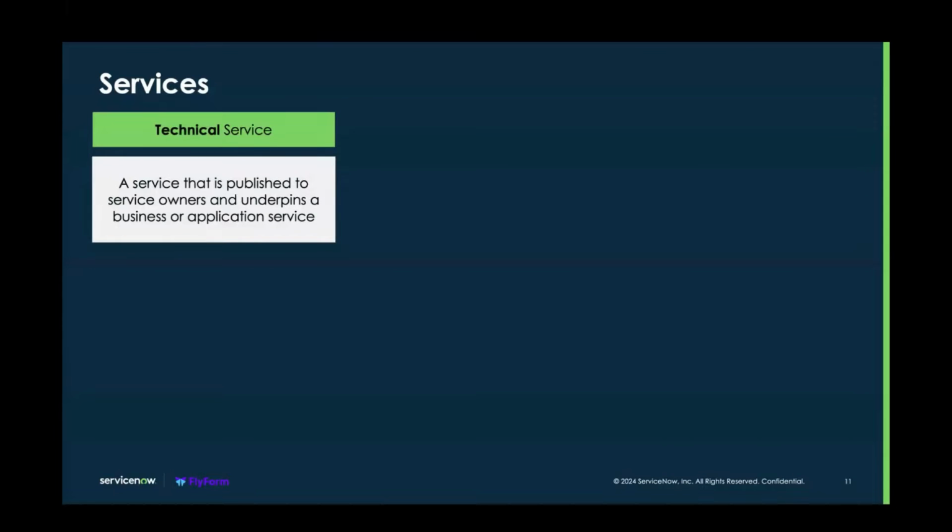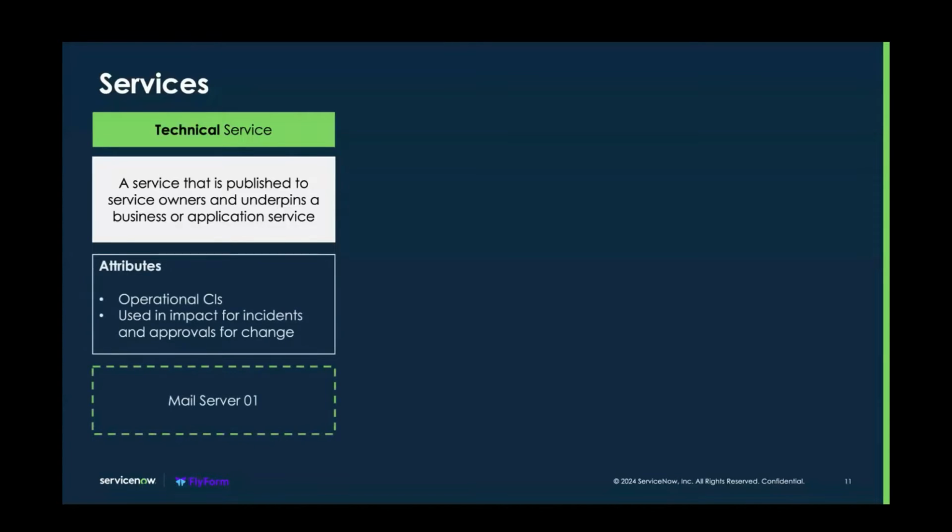So starting off with a technical service. A technical service is published out to service owners, people who own the overall services, and it underpins that business or application service, which we're going to touch on as we go down. So think about something that has operational CIs and something you potentially use as an impact registration for incidents and maybe something you'd approve for a change. The way I've described this is something like a mail server. You might have 10 of those in your estate. You might have 100 of them all running a mail server application.